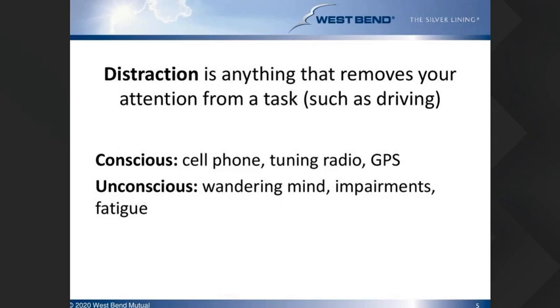There's two different types of distractions, though. There's conscious distractions and unconscious distractions. A conscious distraction is one that is willing. We know we're doing that, such as grabbing that cell phone next to us, tuning the radio, looking at a GPS system or informatics system in the vehicle. An unconscious distraction is one that's not willing. It could be a wandering mind, an impairment, or being fatigued.